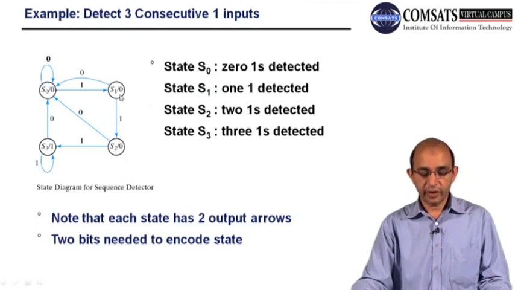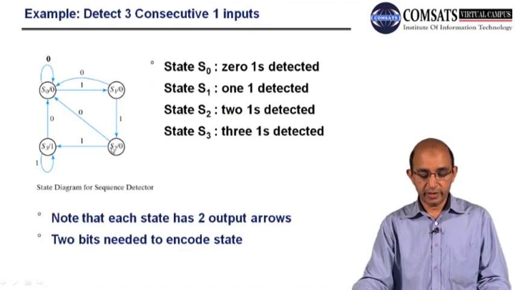So if I am here at S1, we have to remember that till now we have one 1. So whenever we have 1 as an input at this state, we have to make a transition from S1 to S2. So you can see that we have two 1s, so at state S2, two 1s are detected.